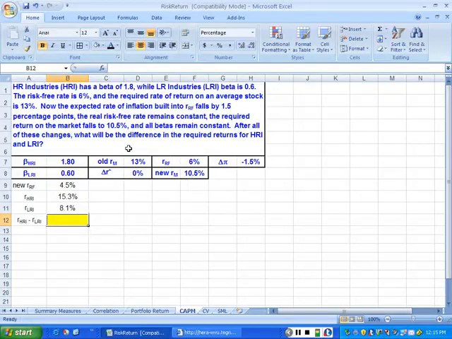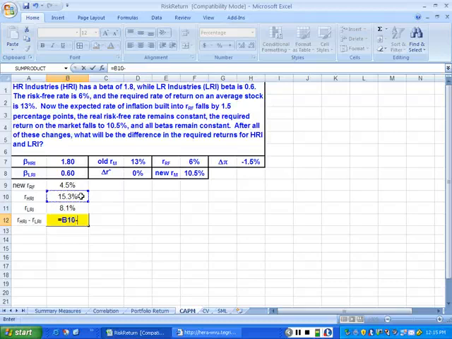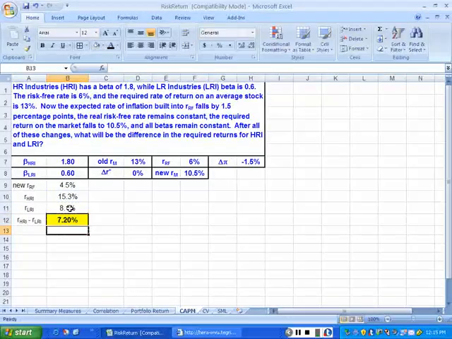Now, what it asks for is what's going to be the difference between the required returns for these two items. And the difference between these items is just going to be the 15.3% minus this 8.1%.